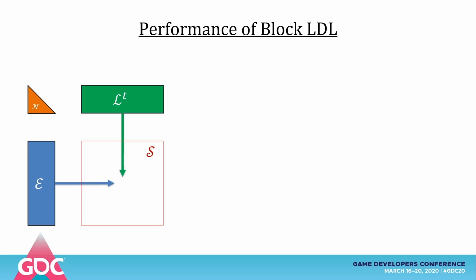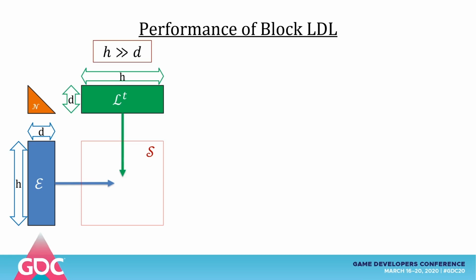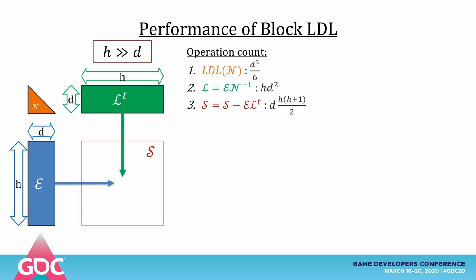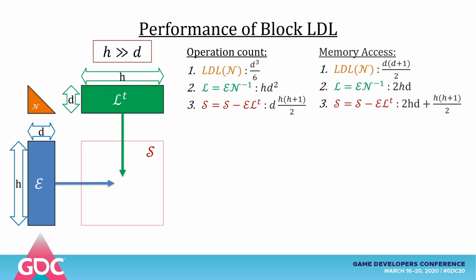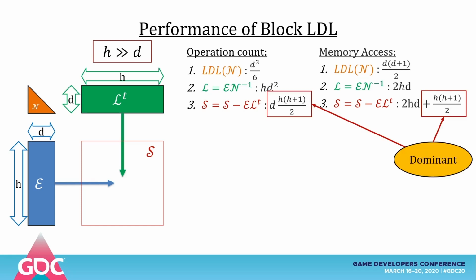So why is the performance of the block LDL better than the regular LDL? Let D be the width of an edge column, which is the degree of the corresponding constraint or the pivot, and H be its height. We assume that H is bigger than D, which is true most of the time for complex mechanisms. Then we estimate the number of operations for the 3 phases of the Schur complement. And we estimate the memory access. These are the dominant terms.